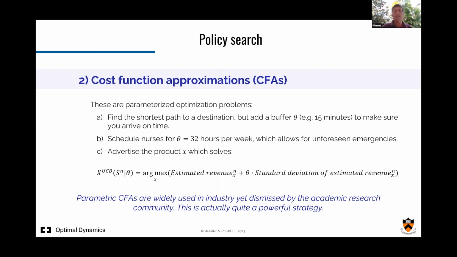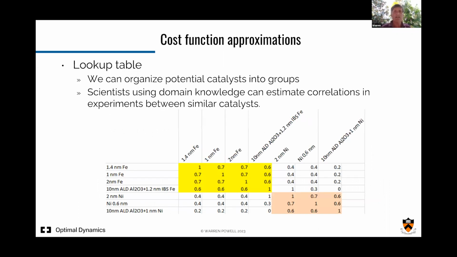So what I'm going to do is take the standard deviation of that estimate, multiply it times theta, add the two together, and then choose the product or ad X that has the maximum value of the two of those. So I have an optimization problem, the argmax, and I have a tunable parameter theta. This is widely used. I'm going to get back to that in a few slides. Oh, no, I'm not. I'm going to get back to it right here.